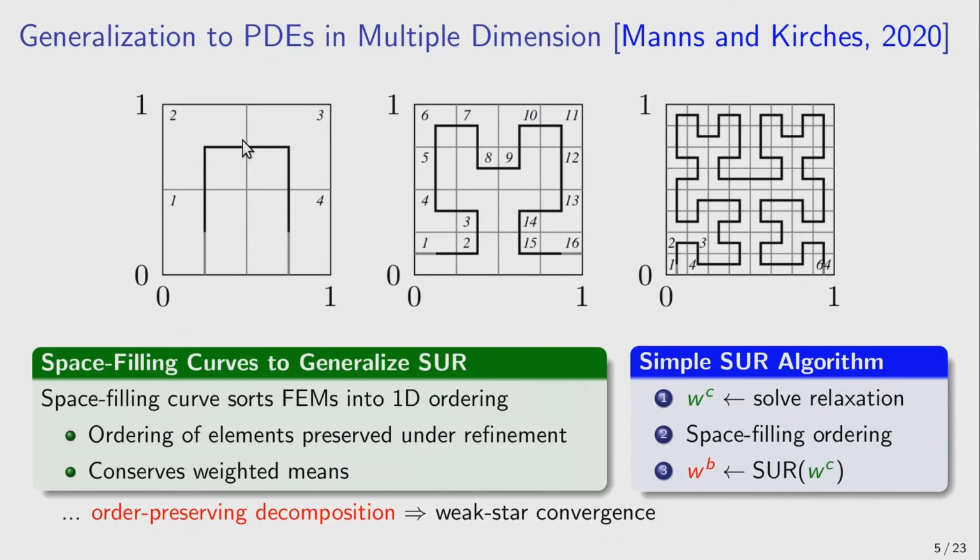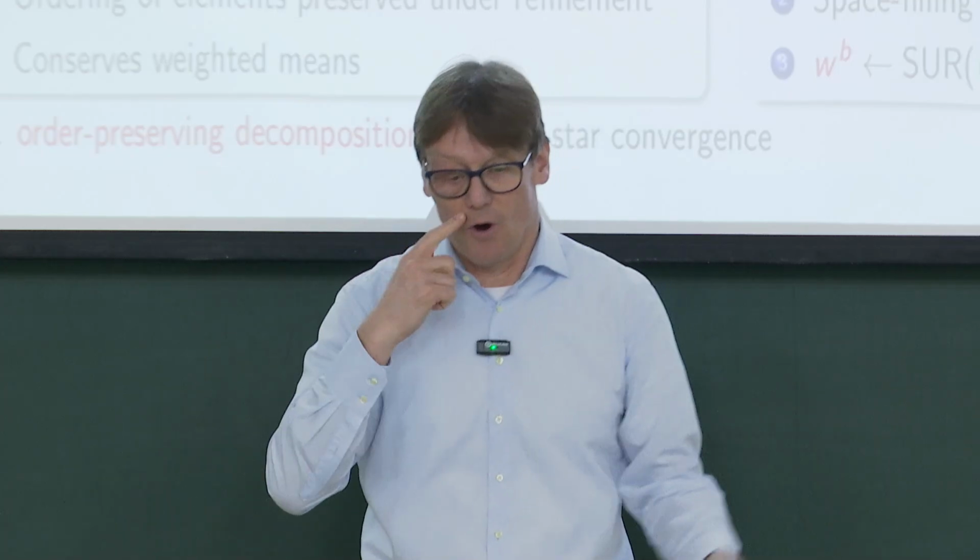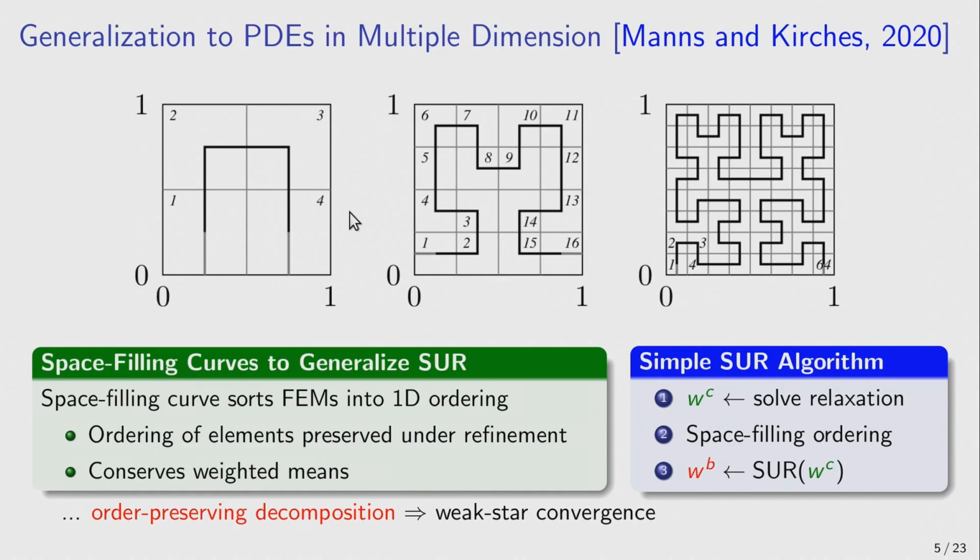I have 4 elements here, and I just traverse these elements using this black line here. If I do that, then I lay them out on my line, and I can now apply the rounding approach that I had earlier to this ordering of my elements. And then if I refine this space-filling curve, I'm going to first refine everything that's in my first element here. So my new first 4 elements are these ones here that were first in here.